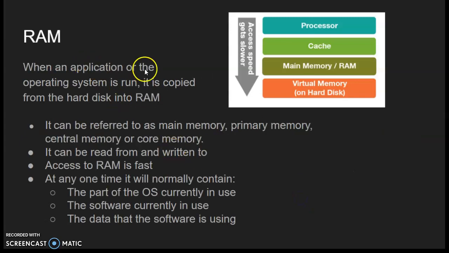When an application on the operating system is run, it is copied from the hard disk into RAM. So its instructions and all its data are copied from the hard disk into RAM. That's what happens. Now listen to me. The stored program concept: when you run an application, the application's program is permanently stored on your hard drive, and that is then copied into RAM. All of those instructions or data for that program are copied into RAM.